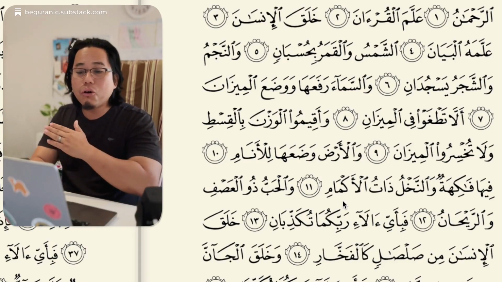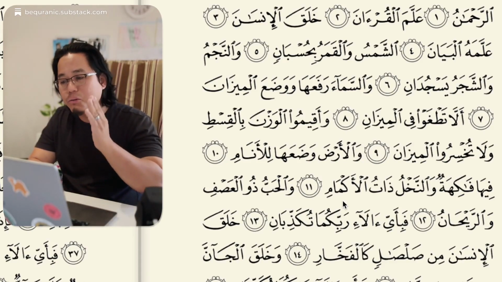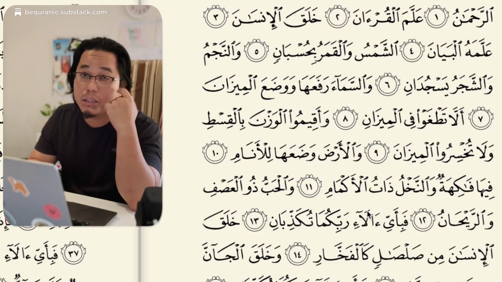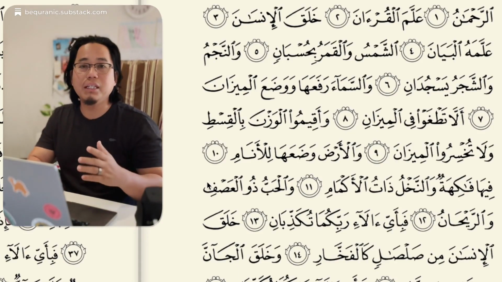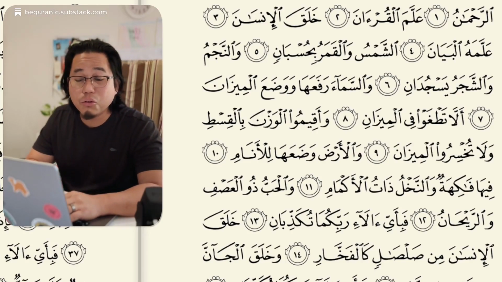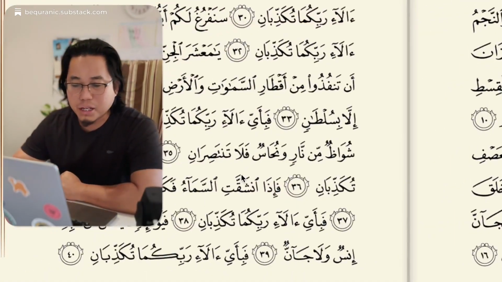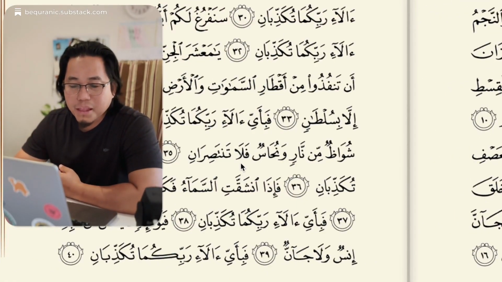So if the next letter is not yarmalun, and you see a merging nun sakin or a merging tanween, you read it with a half merger, you read it ikhfa. How do you read ikhfa? Alright, let's look at this example here.